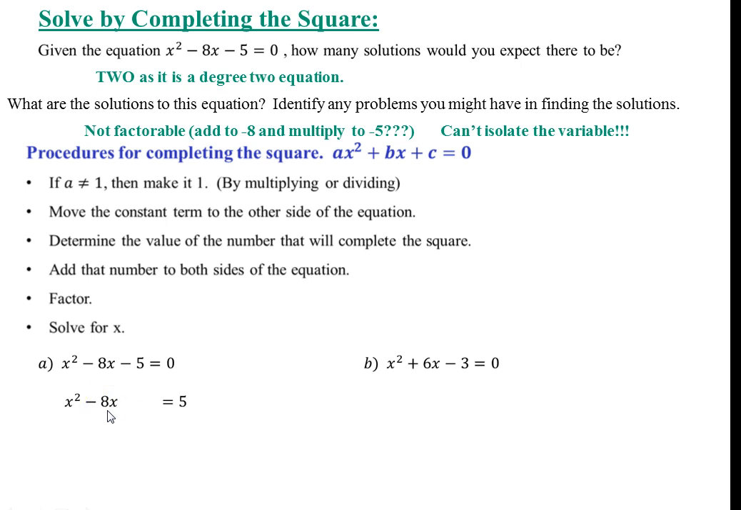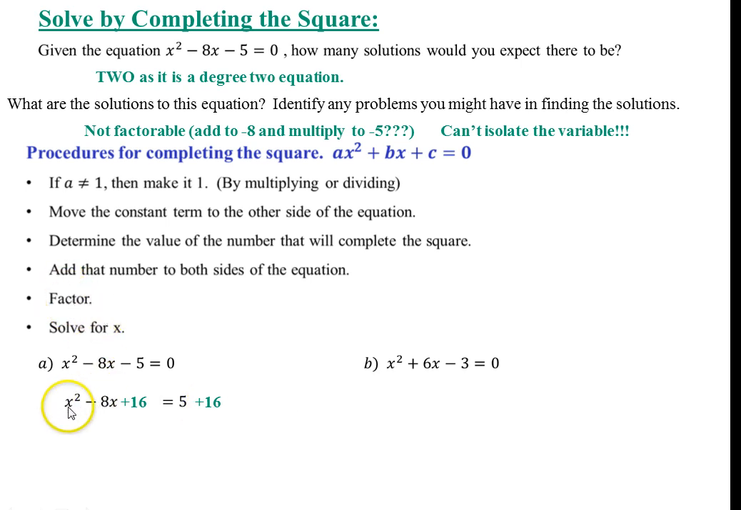So we take half the middle term, which is negative 4, and you square that. So we're going to add that value to both sides of the equation now. So add negative 4 squared, which is 16. So we're going to add 16 to the left, and we're going to add 16 to the right. That keeps the equation equal. Whatever we do to one side of the equation, we must do to the other.